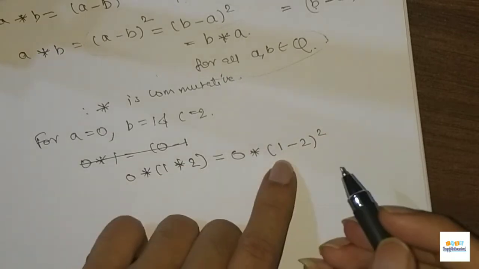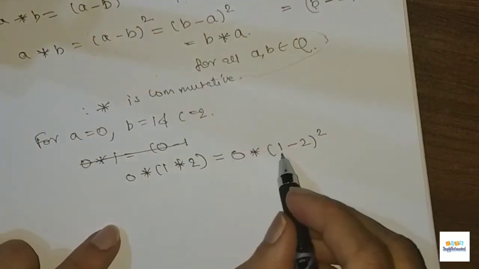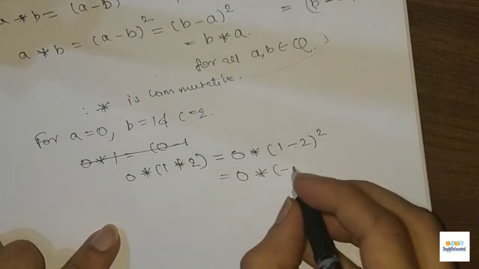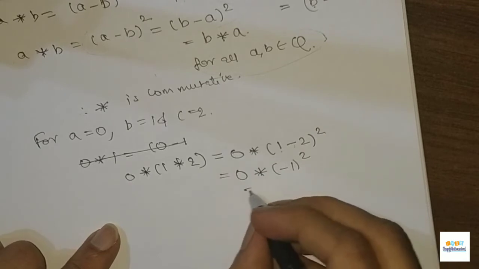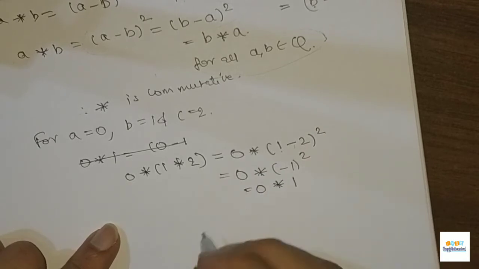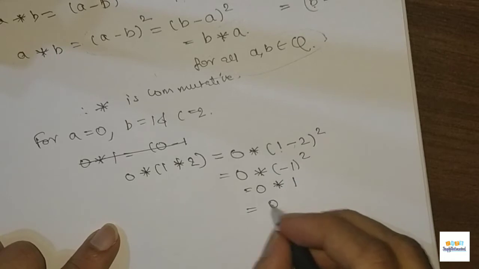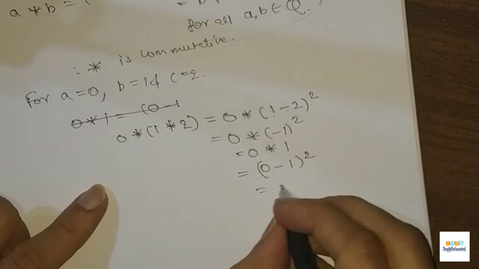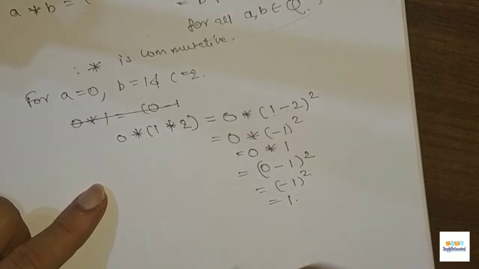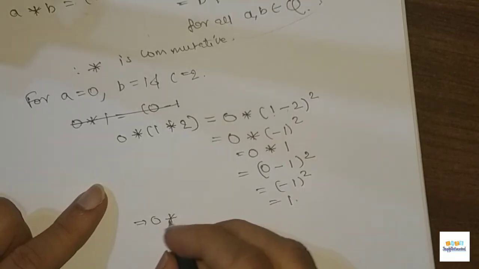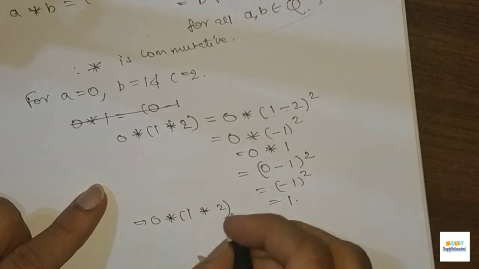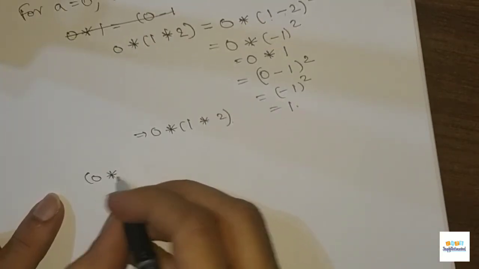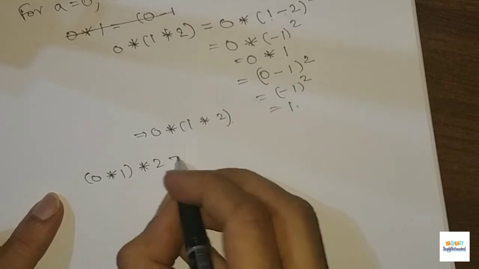A star b is (a minus b) the whole square, so 1 star 2 is (1 minus 2) the whole square, so it is 0 star (minus 1) square, which is 0 star 1. So this is equal to (0 minus 1) the whole square, which is (minus 1) the whole square, which is 1. So 0 star (1 star 2) is equal to 1, right? Now let us check (0 star 1) star 2.